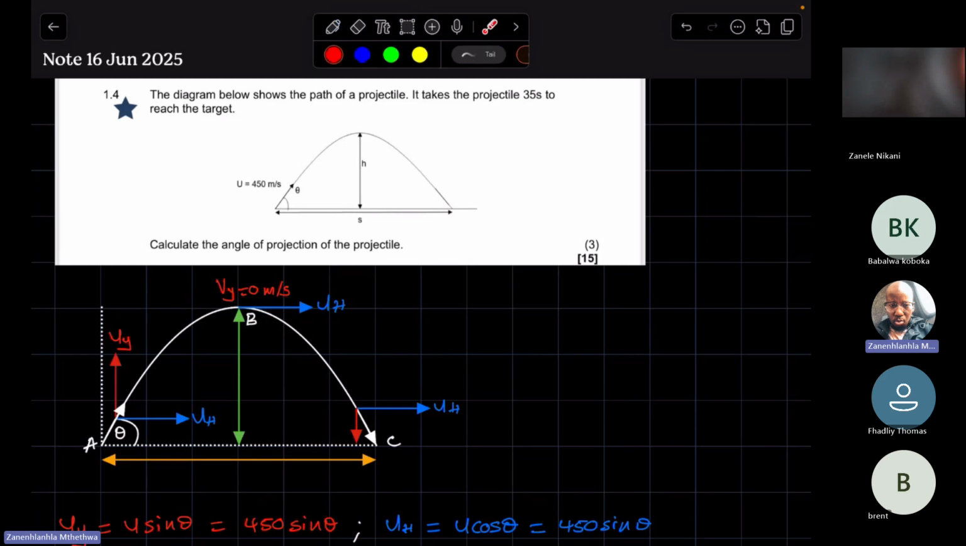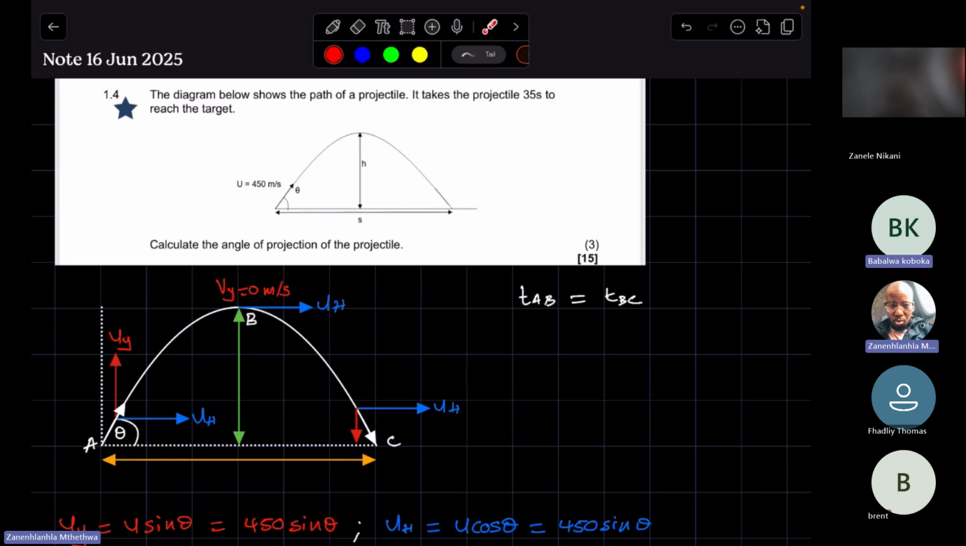Essentially, we know that from here to B, the time we can take as TAB. The time it takes the projectile to move from A to B, we're going to take as TAB. Now, the time it takes the projectile to move from A to B is the same time it takes the projectile to move from B to C, so essentially TAB is equal to TBC. Are we still together here?